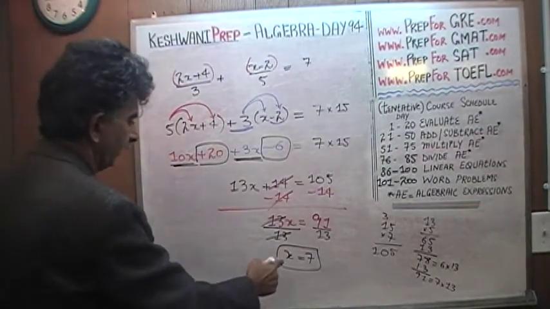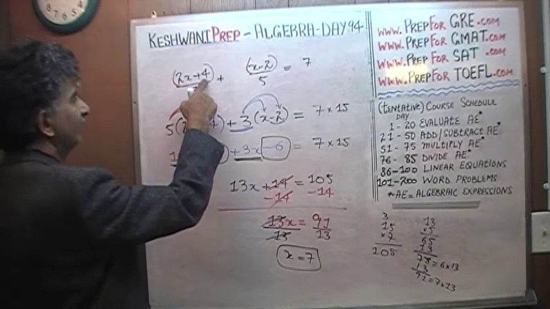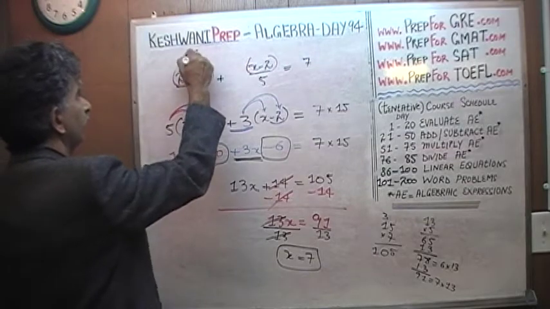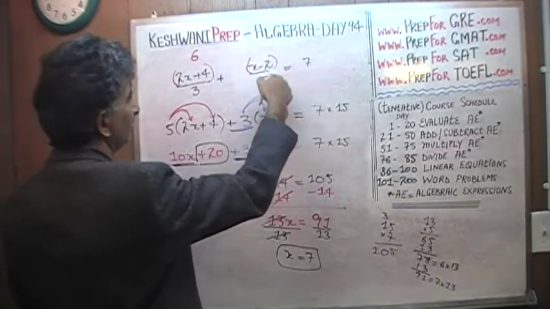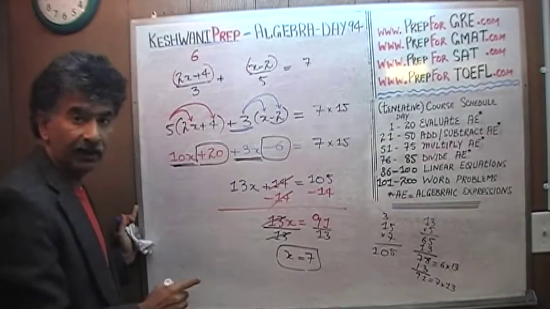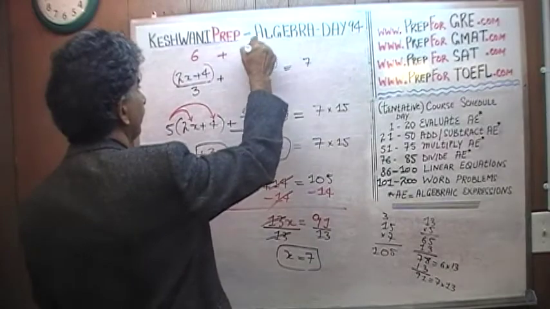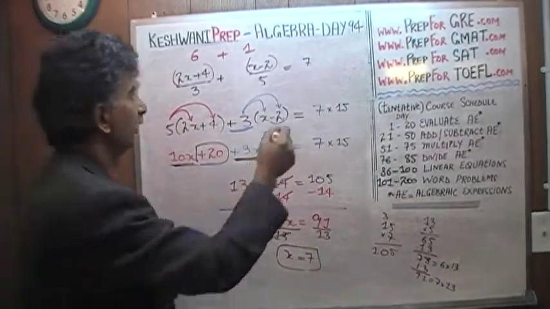So let's do it. X equals 7. 2 times 7 is 14. 14 plus 4 is 18. 18 divided by 3 is 6. Well, if that's 6 and this has to be 7, this better be 1. X equals 7. 7 minus 2 is 5. And 5 divided by 5, what do you know, is 1. There we go.